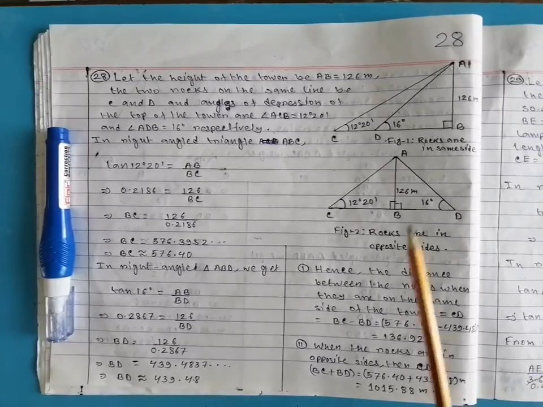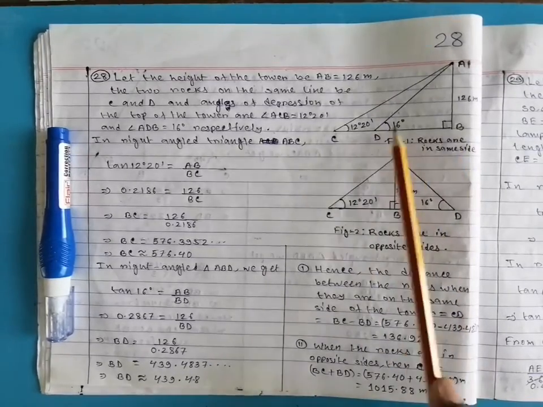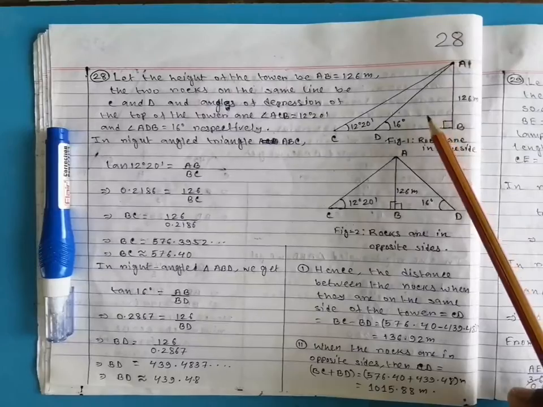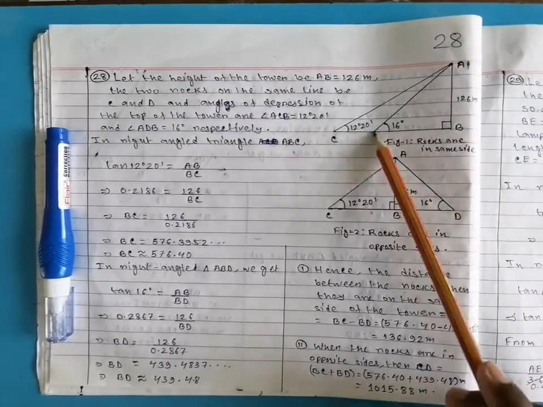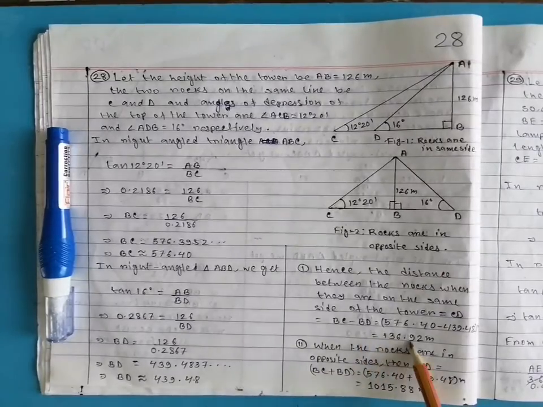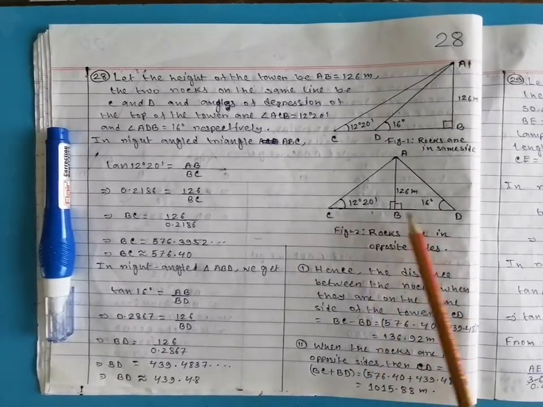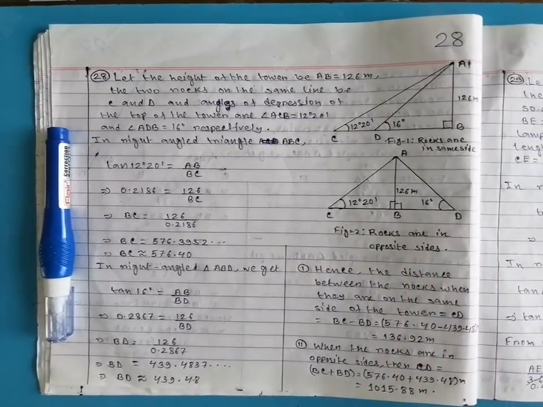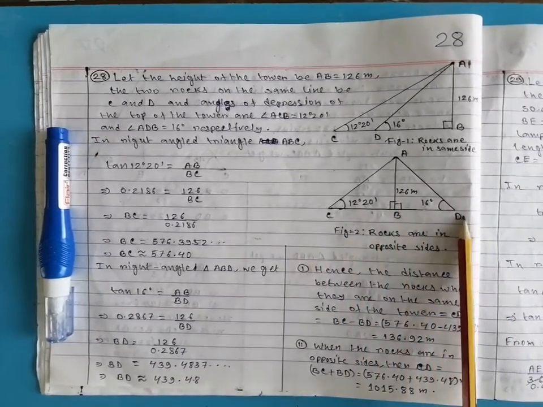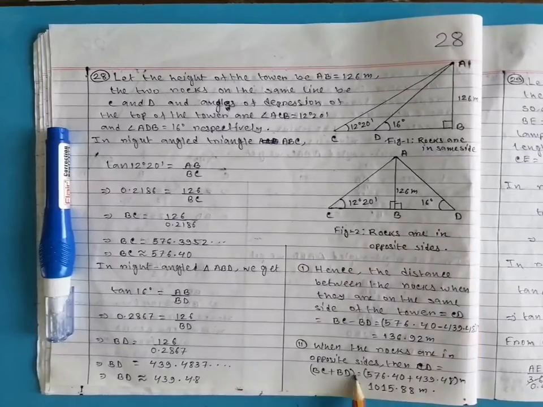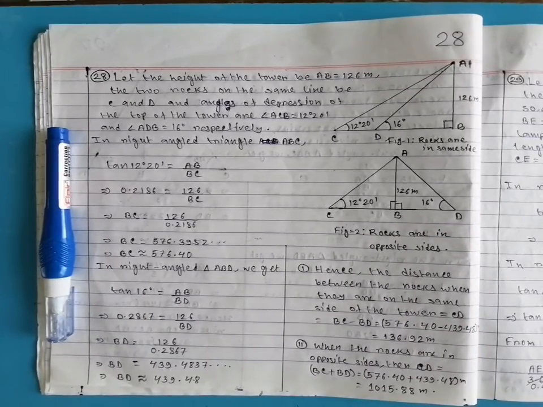Okay, now BC we have got, BD we have got. In the first case, when the rocks are on the same side, then CD, the distance between the rocks, will be BC minus BD, that is 136.92. And in this case, when the rocks are on opposite sides of the tower, then CD will be equal to BC plus BD. So that will be 1015.88 meter. Okay, so this is the solution of question number 28.